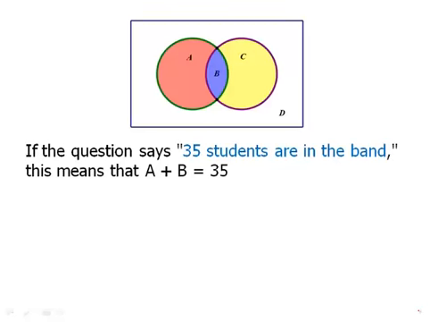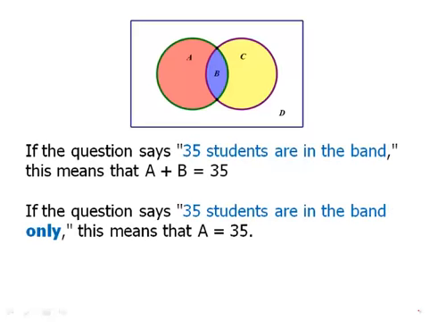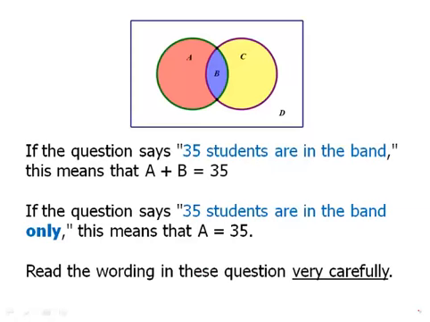But in what might seem the same, this wording is actually very different. If the question says 35 students are in the band only, well, now we're talking about the people who are only in the band who are not on the baseball team. And this means that just A by itself equals 35. So in this second statement, they're actually giving us a single region, not the sum of two regions. What this means is that it's very important to read the exact wording in these questions very carefully, because a single word can make a difference, and making this difference, it will totally change your calculations. So you have to be very careful in reading these questions.